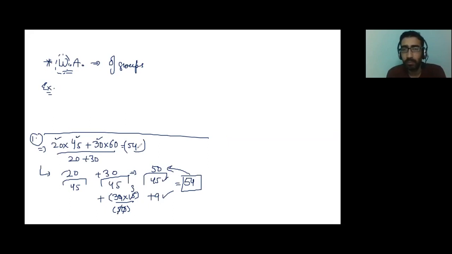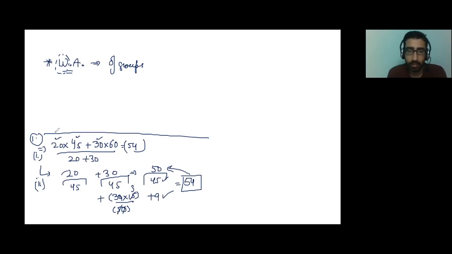Question number 2 was exactly the same. If you want to use the formula, say method number 1, and this method number 2, it's exactly the same. But let me go back to the formula. Let me talk about weighted average and alligation a bit, and maybe I can quickly talk about where they come from.